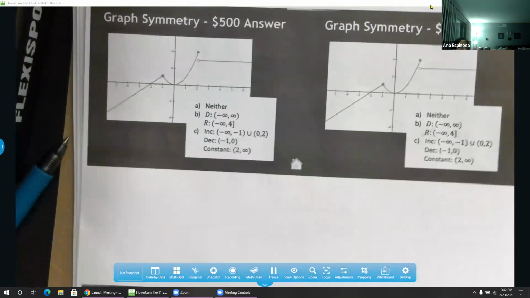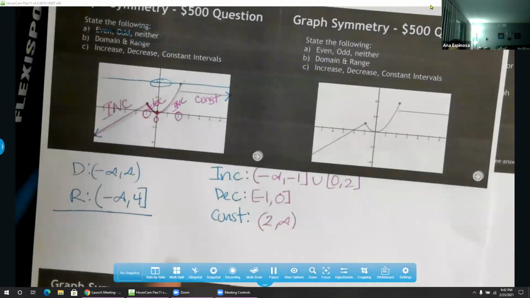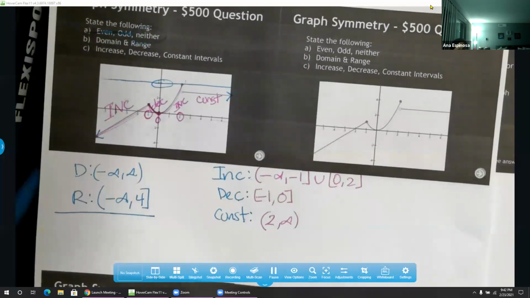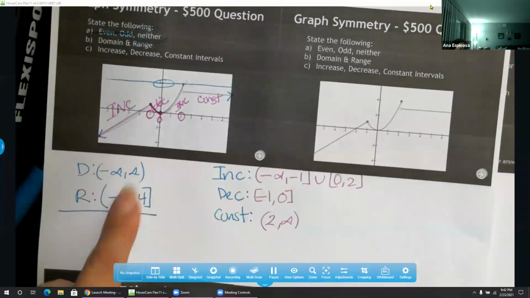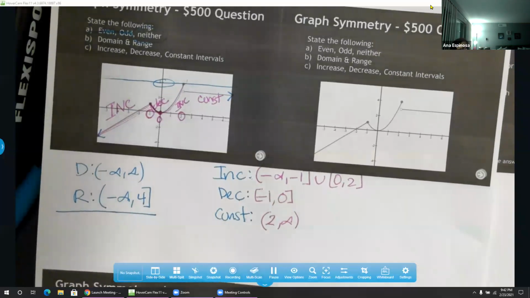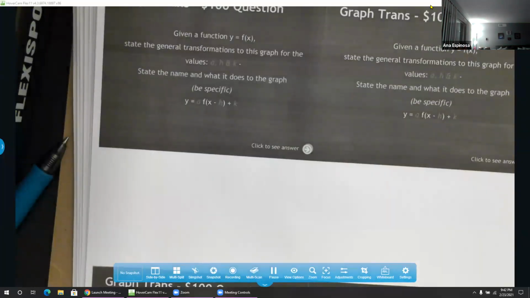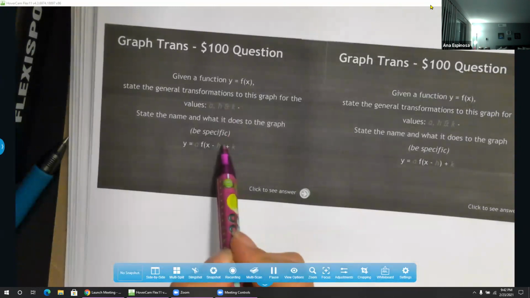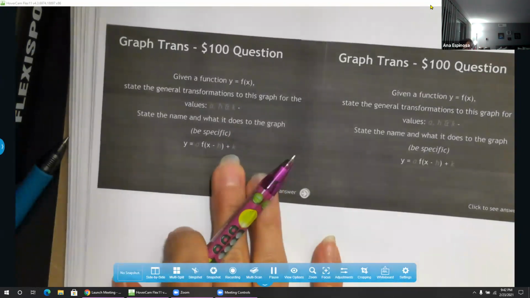Okay, but again, when it comes to the increase, decrease, I'm not caught up on the whole parentheses. The domain and the range matter, but not these. Increase, decrease, that's fine, depends on the book. All right, for this one says, given a function, y equals a, state the general. Okay, so this one just says how, and again, this is hard to see it.